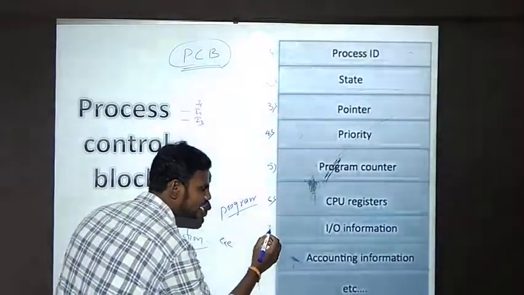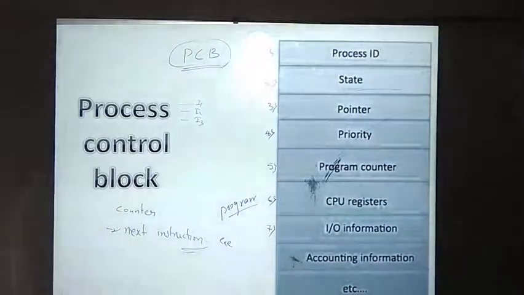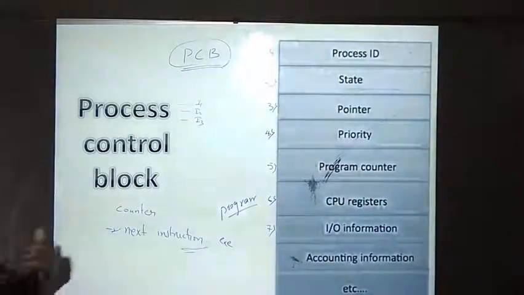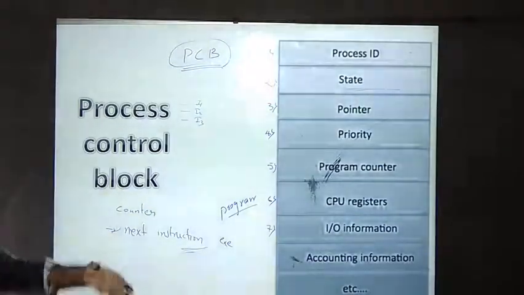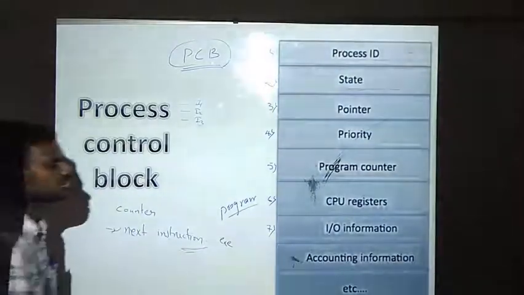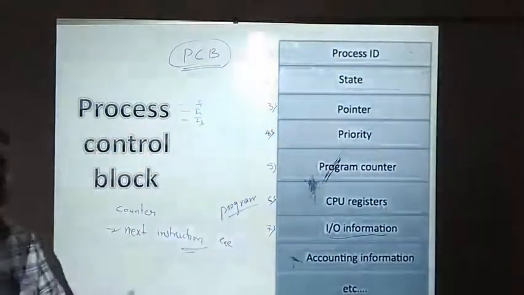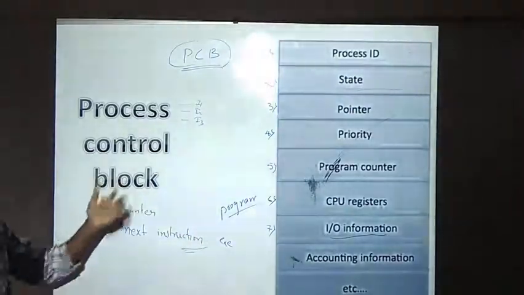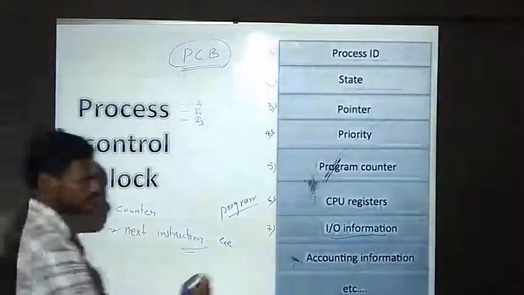Whenever we are executing the processes, each and every process will have its own resources. Like it needs some input output devices so that it can acquire those resources and get executed. So whatever input output operations and input output devices are needed by your process will be stored in the IO information.